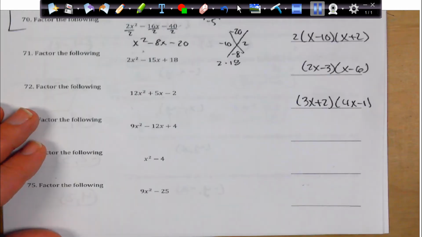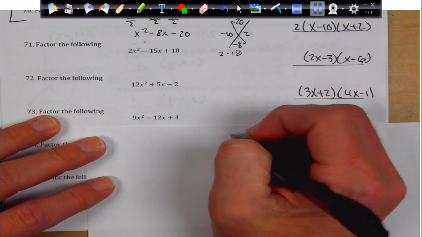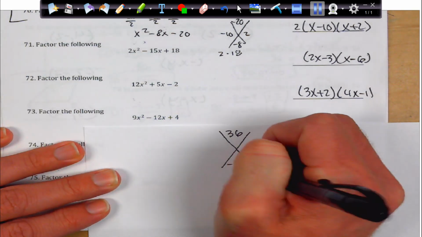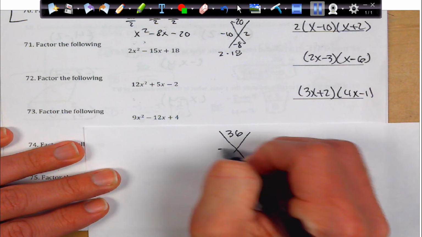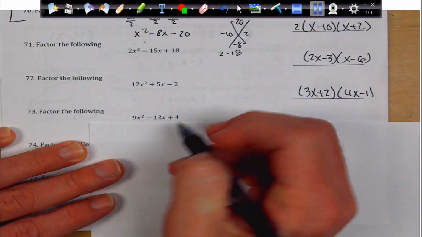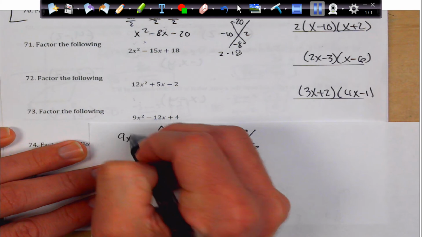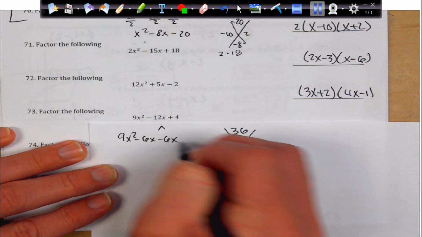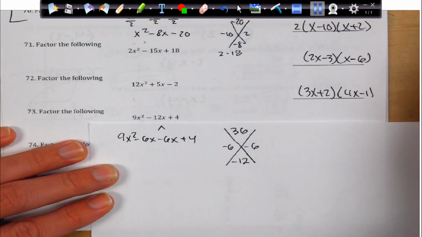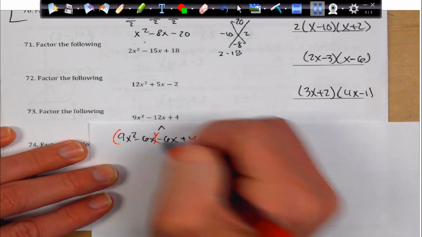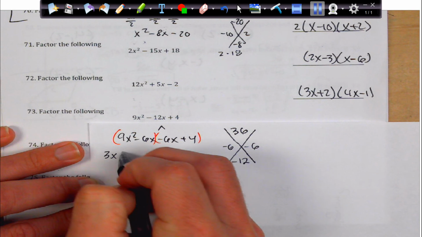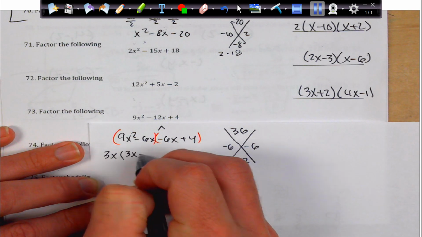Alright, last but not least, this one we get 9 times 4, which is 36 on top, and a negative 12. I remember this one, negative 6 and negative 6 will do the trick. So we're going to split that into 9x squared minus 6x minus 6x plus 4. And we factor by grouping. Here we can pull out a 3x. This will leave me with 3x minus 2.